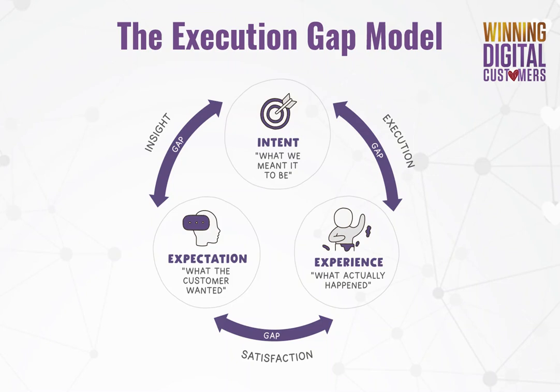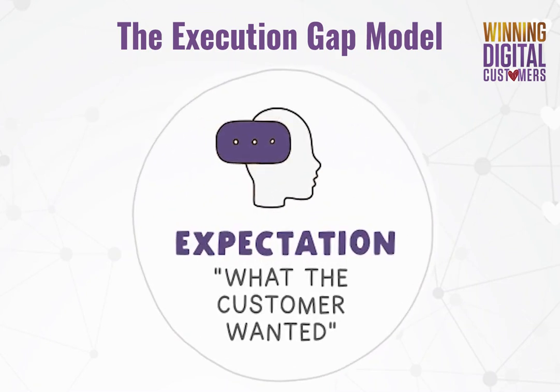So it's helpful to understand part of the problem may very well be the execution gap. And in fact, we call this the execution gap model, but actually there's several other gaps as well. But we consider this very often one of the most important gaps. Let's look at the other circle here. The expectation. What is it that the customer wanted?